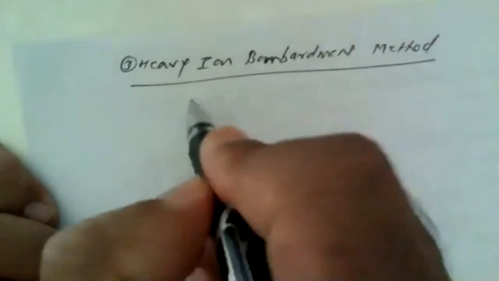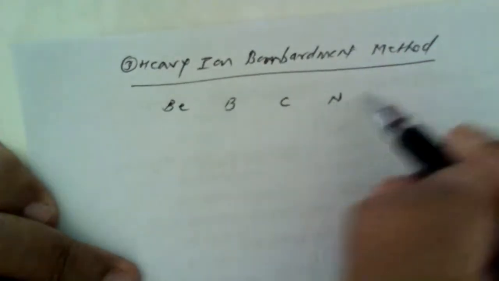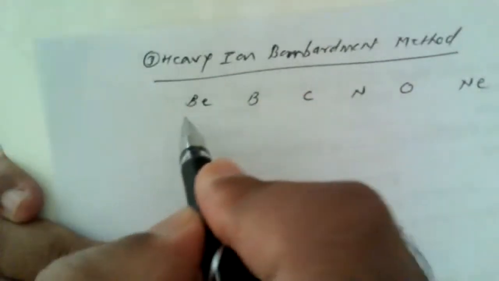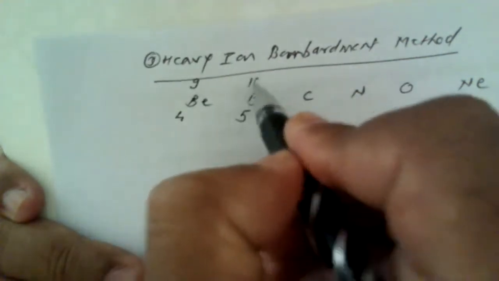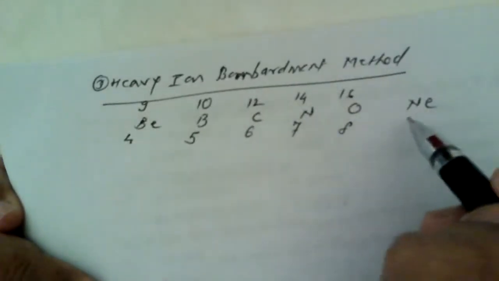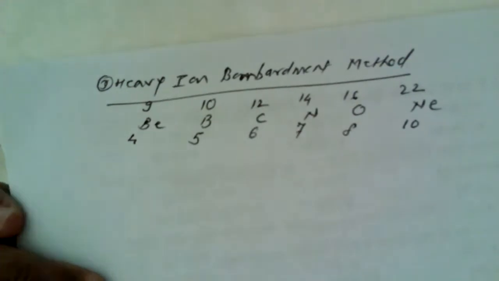Now, just now I have mentioned the popularly used heavy ions used in this process: beryllium, boron, carbon, nitrogen, oxygen, and neon. These are the heavy ions which are used as projectiles which may be bombarded with the target nucleus. As we know, beryllium has atomic number 4, atomic mass 9, boron atomic number 5, atomic mass 10, carbon atomic number 6, atomic mass 12, nitrogen atomic number 7, atomic mass 14, oxygen atomic number 8, atomic mass 16, and neon, being the inert gas element, has atomic number 10, atomic mass 22. So these are the heavy ions which are used during this method.